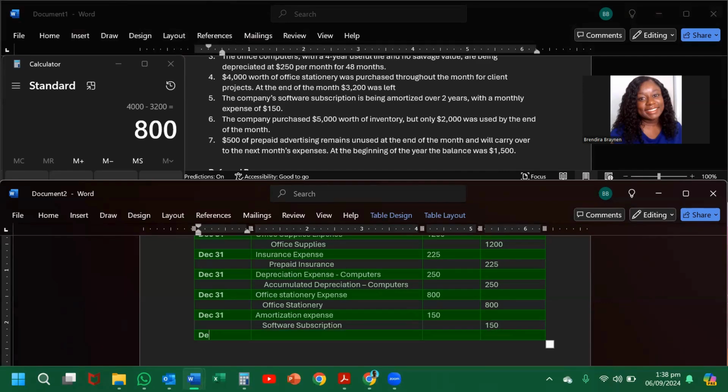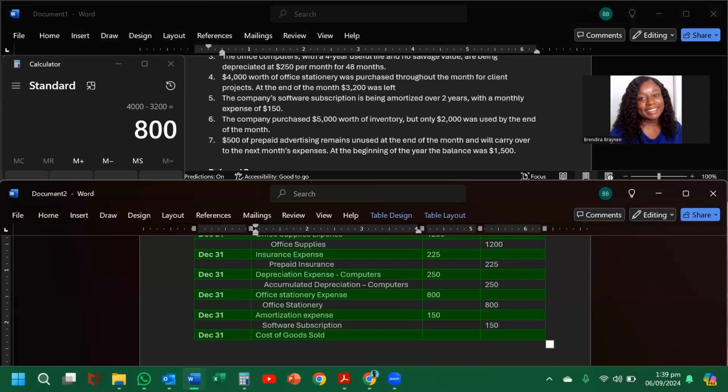Next, we can move on to number 6, December 31st. In this instance, they said the company purchased $5,000 worth of inventory, but only $2,000 was used by the end of the month. Now, when it comes to things like inventory, the expense side of inventory tends to be cost of goods sold. It's not inventory expense. That's not normally what it's called. It's called cost of goods sold. And so in that instance, cost of goods sold would be the expense account that we use.